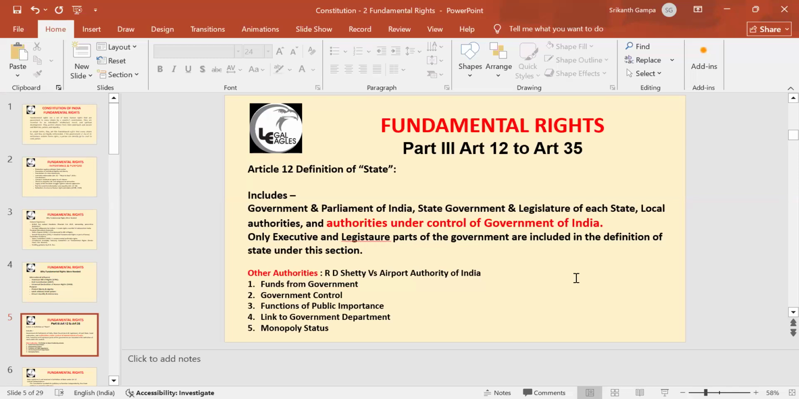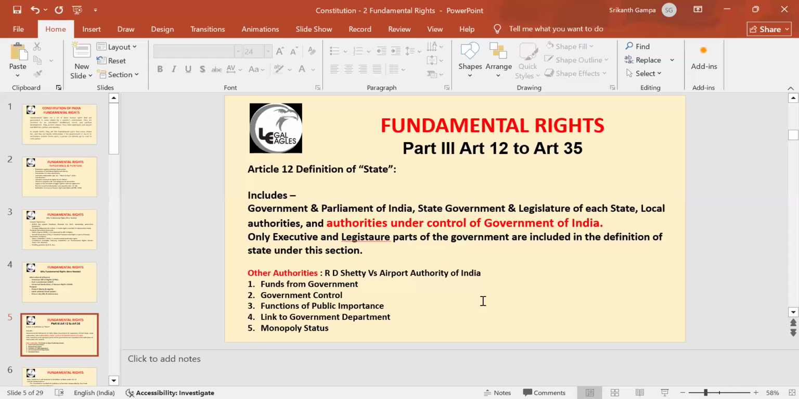What are authorities under control of government of India? There is a specific ruling given in R.D. Shetty versus Airport Authority of India, because there was a lot of confusion. There were 2-3 case laws before finalizing this R.D. Shetty. The first case laws were different, but over the period, finally they have given in R.D. Shetty versus Airport Authority of India. Who are called authorities under control of government of India?